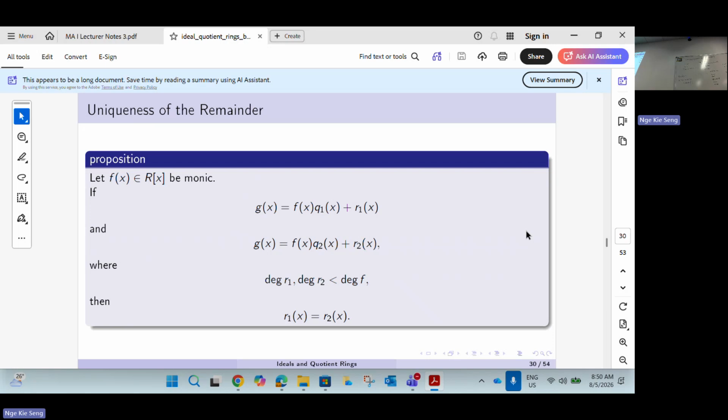And next is a proposition, the uniqueness of the remainder. If I divide the same polynomial f(x) and get different quotients and remainders, q1, r1 and q2, r2, then these must be equal. q1 must be equal to q2, r1 must be equal to r2, because of the degree.